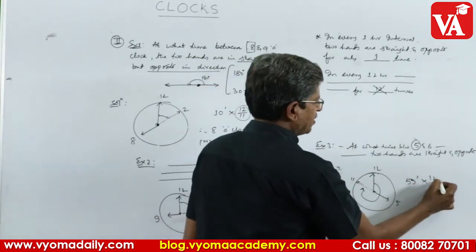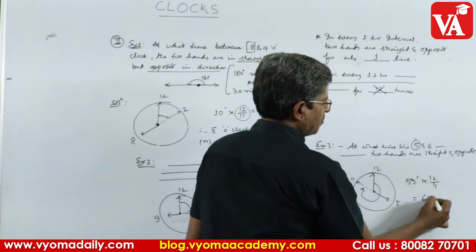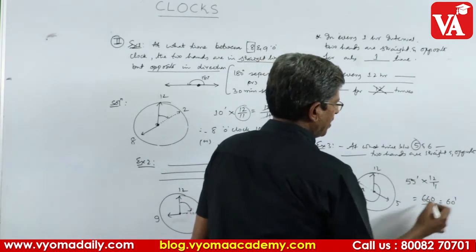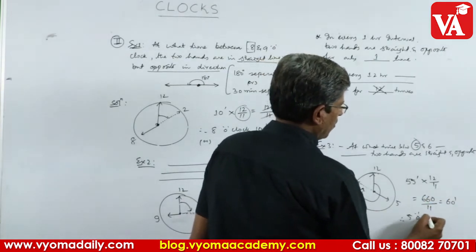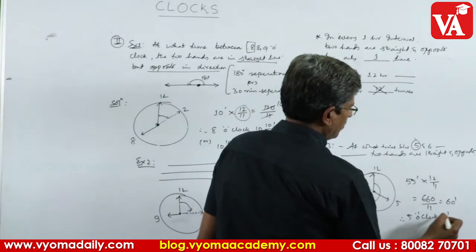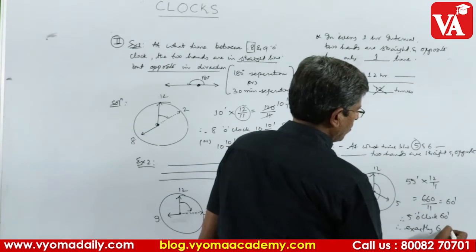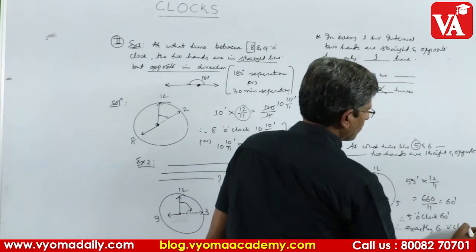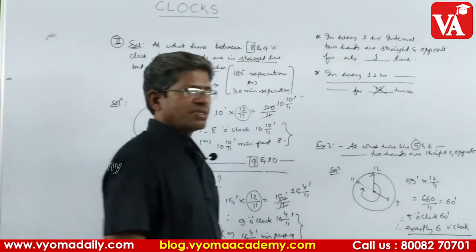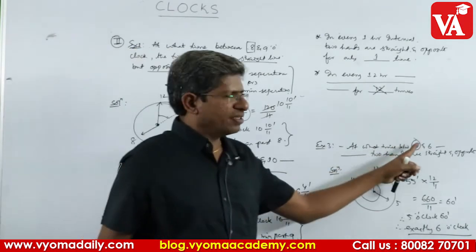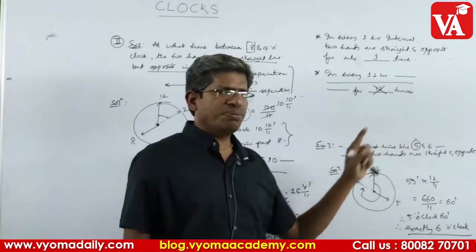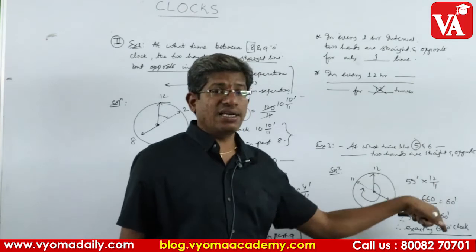So next technique is same, 660 by 11, so 60 minutes, therefore 5 o'clock 60 minutes, or you can say exactly 6 o'clock. That's the point, exactly 6, not in between. Just understand, not in between 5 and 6, but exactly on 6.